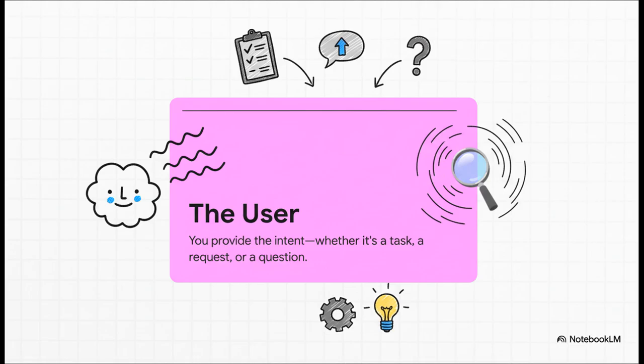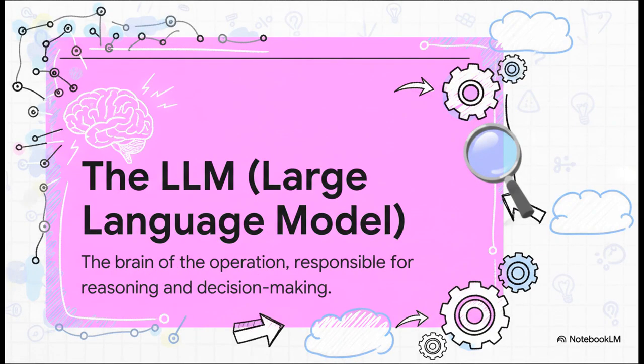First, there's you, the user. Your role here is absolutely critical. You are the one who provides the intent. You're setting the goal, you're asking the question, you're defining the task that needs to be done. Next up is the large language model, or the LLM. This is the part that we usually just call the AI. And the best way to think of it is as the brain. Its job is reasoning, planning, and making decisions. It figures out what needs to happen, but, and this is the important part, it doesn't actually do it.